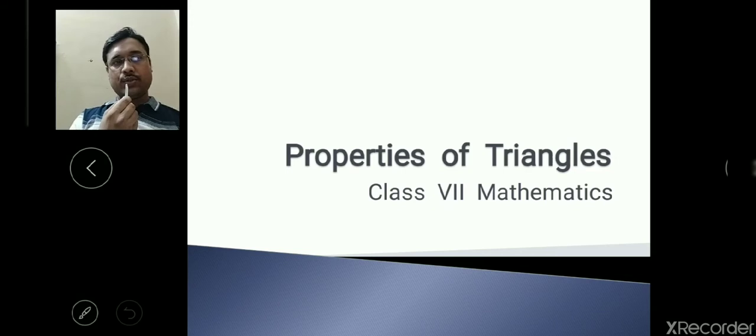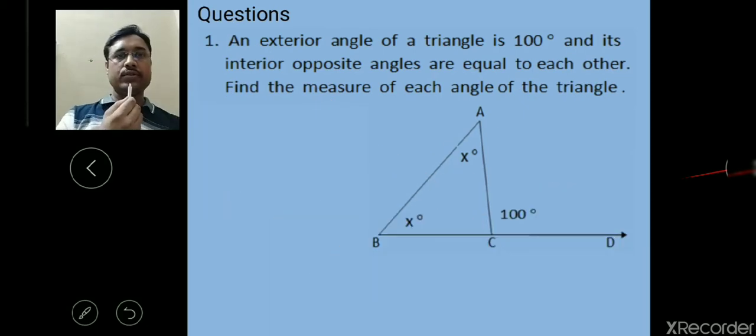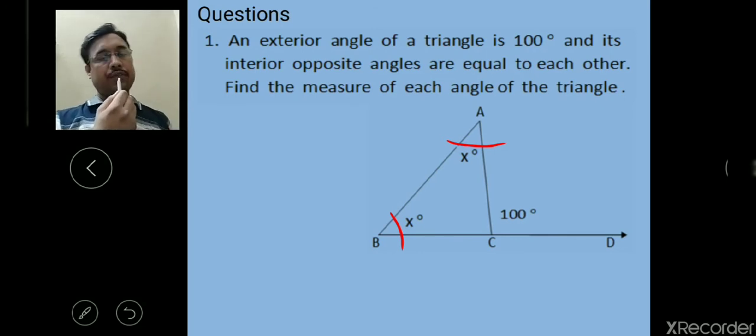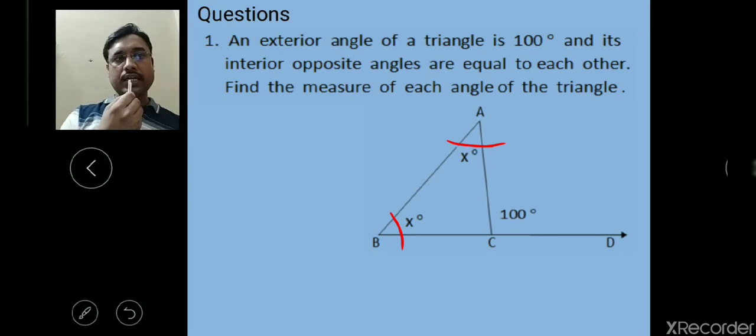Let's see which questions are based on the exterior angle property of a triangle. See this question. An exterior angle of a triangle is 100 degrees and its interior opposite angles are equal to each other. That means the interior opposite angles are equal. In the diagram also you can see the interior opposite angles I have shown equal. Find the measure of each angle of the triangle.